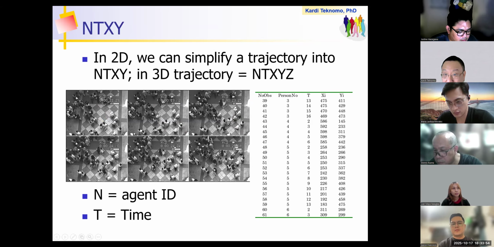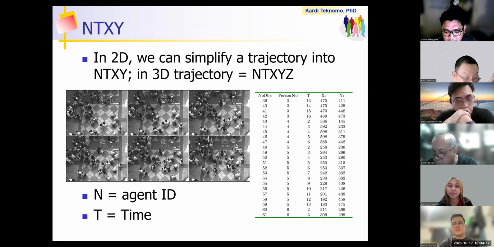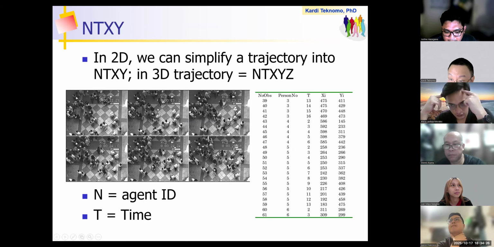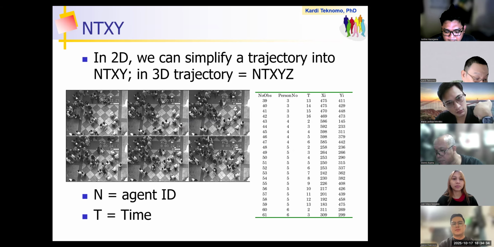So we can see this. This is an example screenshot of a few seconds. This is the observation number, and this is the person number, that means the ID. Then this is the time, representing the time frame. One second is 30 frames, because we are using a camera, and these are the 2D coordinates. The 2D coordinate is from the camera, and I need to convert it to the actual coordinate in the field.